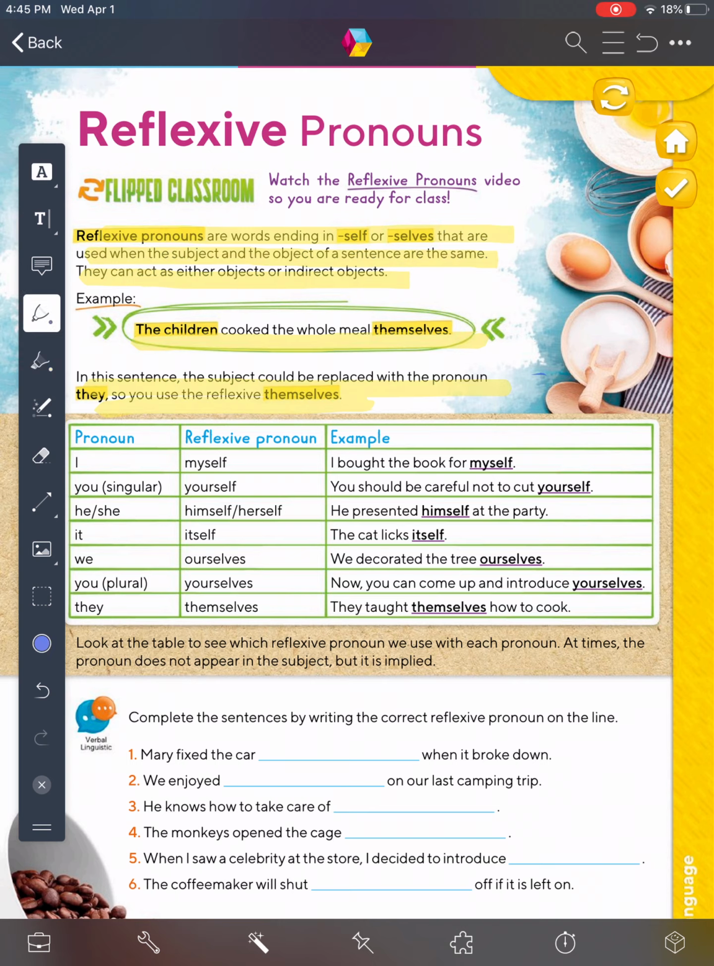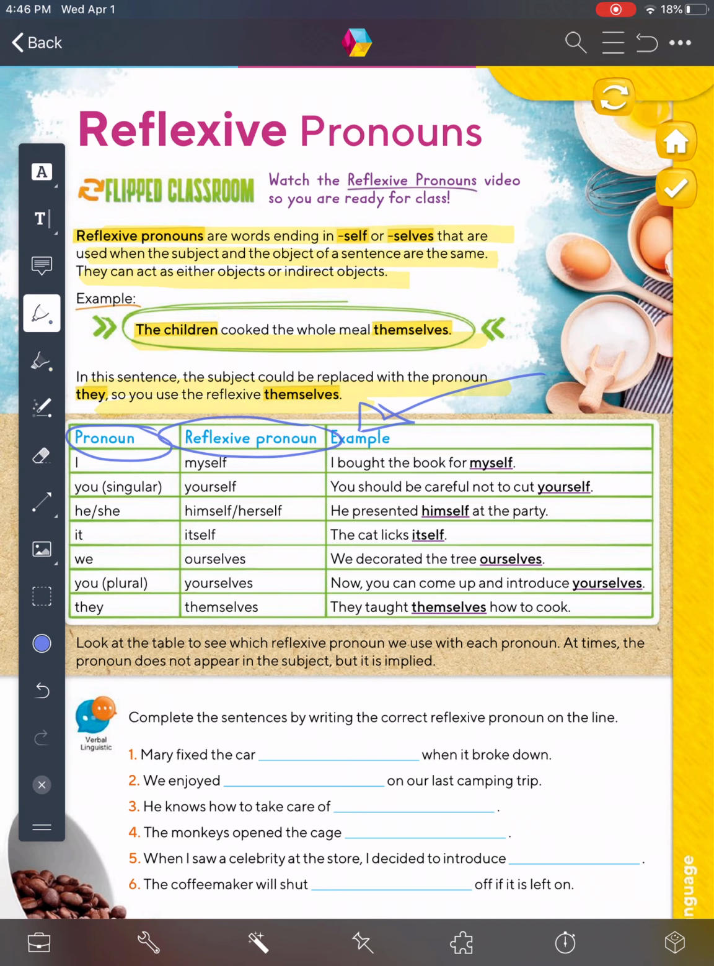Now, this is a chart that I ask you to copy, in which you have subject pronouns and its corresponding reflexive pronoun. But also you have an example. Let's see. For the pronoun I, the reflexive pronoun is myself. So as an example, you have I bought the book for myself. That means that you didn't buy a book for your mom or for your friend or for someone else, but you bought the book for you. So because the object is the same as the subject, you use a reflexive pronoun and you say, I bought the book for myself. You don't say for me, okay?